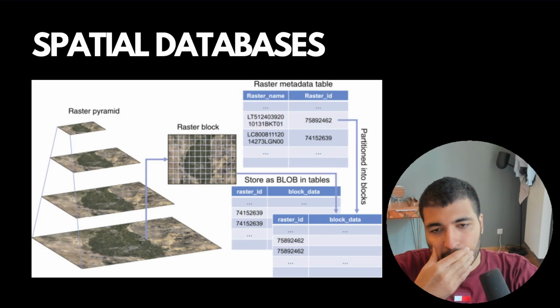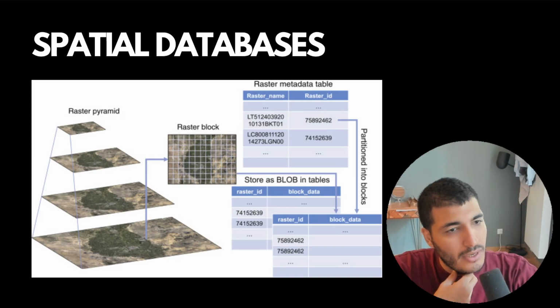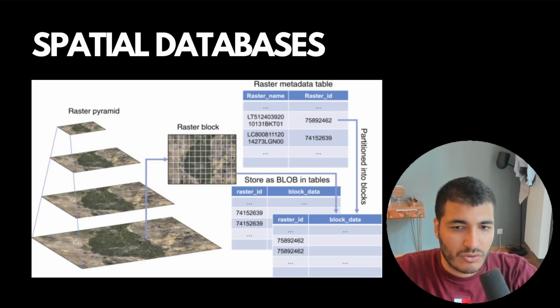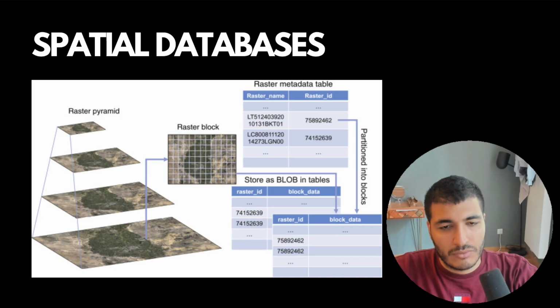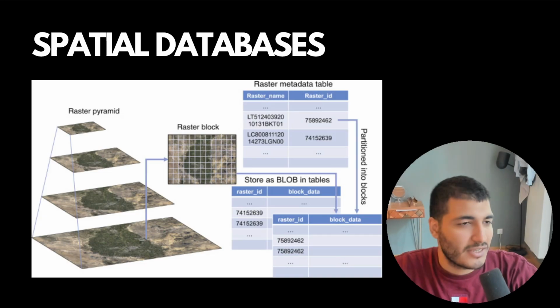You can use them in PostGIS, which is an extension of PostgreSQL. This is an example of them.